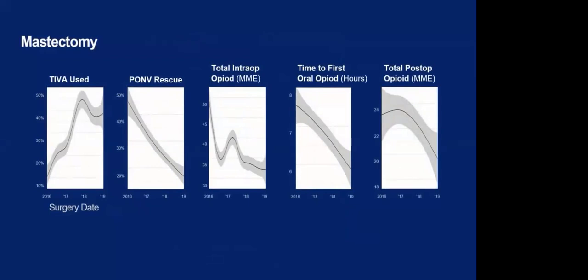We had a regional block program that was created with dedicated block attendings administering blocks prior to the mastectomies, and that was also optimized over the first few years. Use of non-opioids perioperatively and preemptive analgesia manifested with less narcotic use intraoperatively. And patients were transitioning faster from IV to oral pain medications in the recovery room. Although it didn't reach significance, we did see decreased postoperative consumption in the first three years as we were starting these ambulatory enhanced recovery programs.